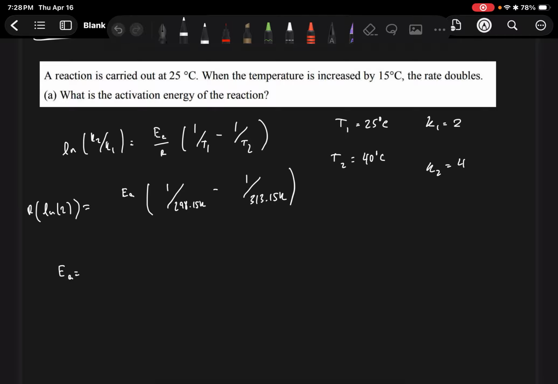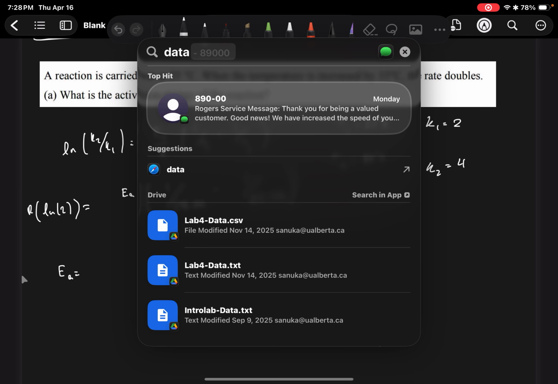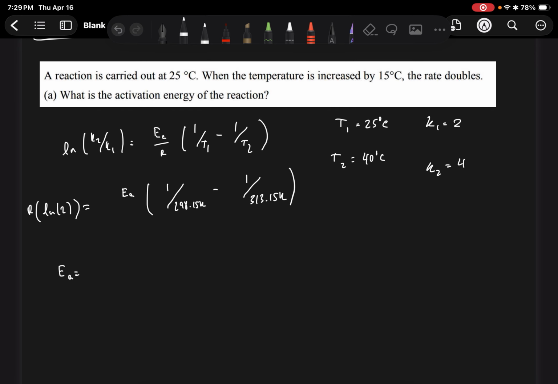What's the value of R? Where's the value of R? Wait, when do we use R? Why are we using R? I guess we are. Oh, 8.314 joules per mole per Kelvin. That's weird. I did not expect that. Okay, let me just find out what this value is.